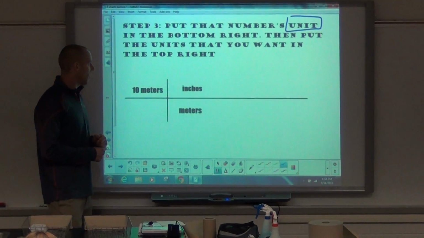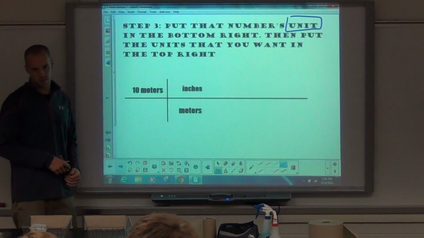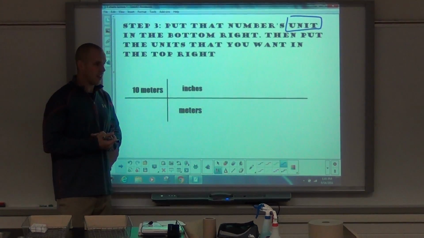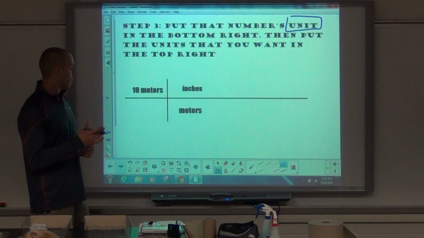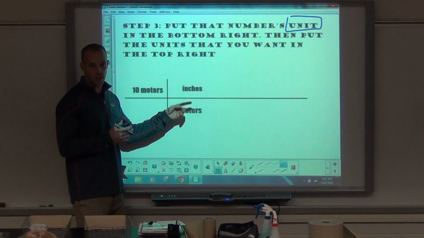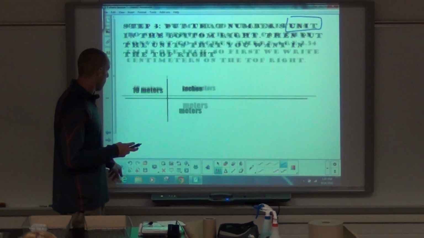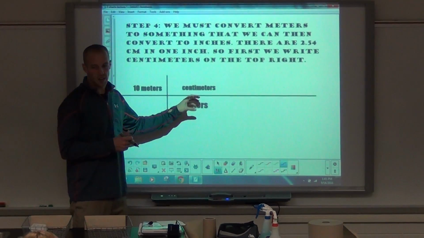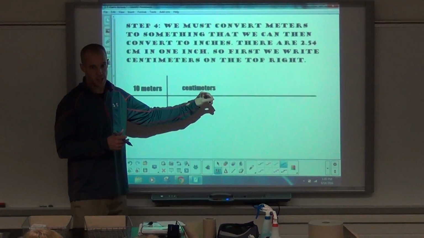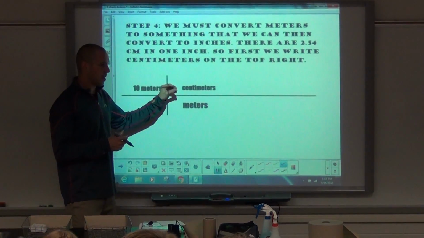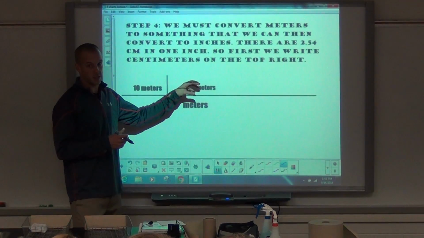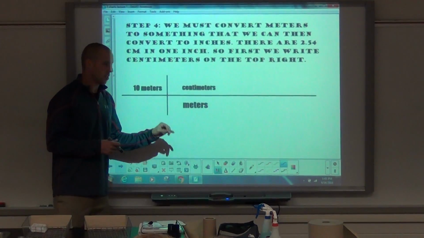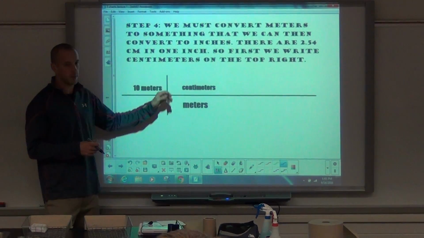Next, you're going to put the units that you want in the top right. So we put inches up here. For the sake of this, we don't know a conversion that exists between inches and meters. So what we are going to do is put something else in there that we can convert meters to and then convert to inches. Does that make sense? We know that we can convert meters into centimeters. So now we get rid of inches. We'll put it down here, we're going to come back to it later. But for now, because we can't convert meters to inches, we've got to come up with something else. So we put centimeters there.